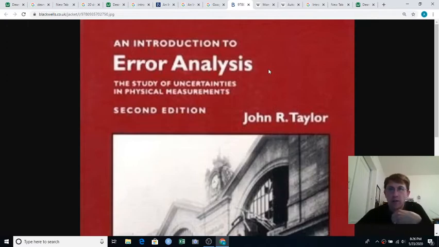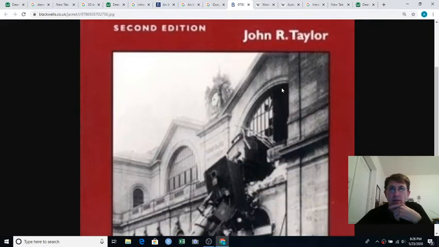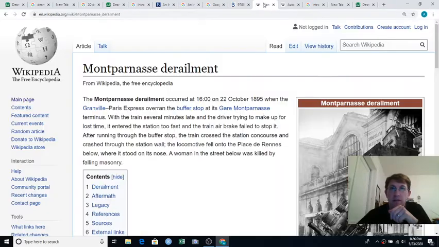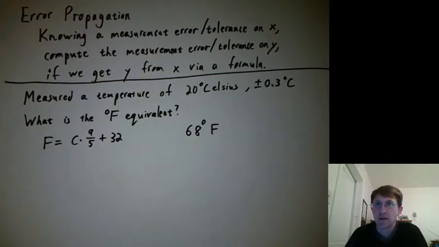So a common book for error analysis is this one. I used it as an undergrad in my physics lab, I think it was, and it has this interesting picture on the front of a train that went through a stop at a station and ended up just out on the pavement below. This really happened. This was in 1895 at this French train station, and we'll come back to this story later. Let's switch to paper and pencil.